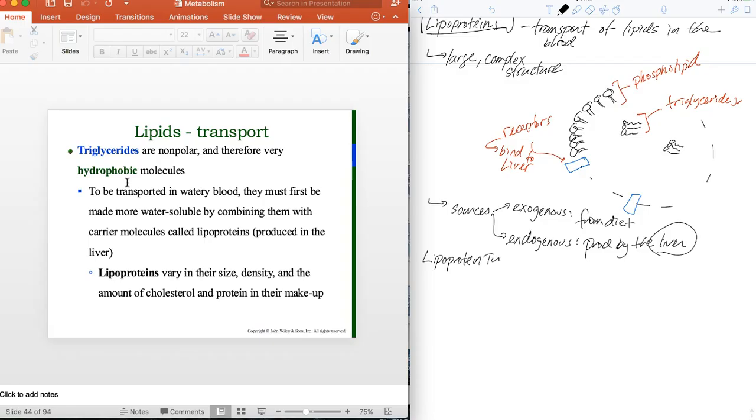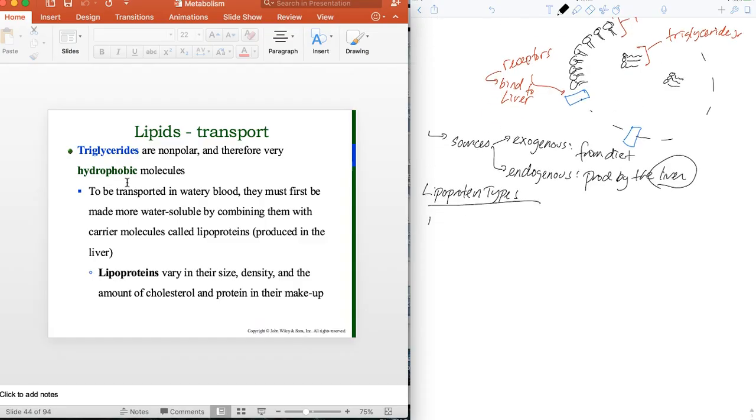All right, so these are lipoprotein types. And we'll just number them. Okay, so the first one, these are called chylomicrons. The chylomicrons are from the GI mucosa cells.